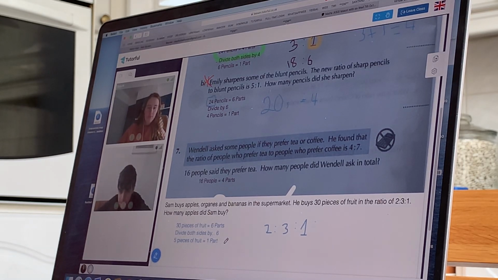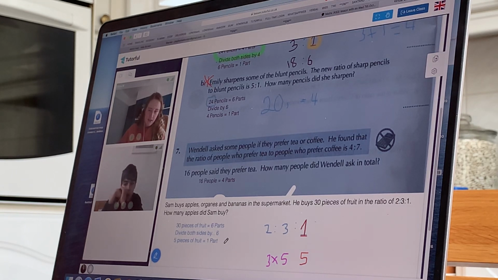We divide both sides of this equation by 6 to figure out how many pieces of fruit is equal to 1 part. And we find out that answer is 5. So then, if 1 part is equal to 5, we know that there must be 5 bananas, because there's only 1 part bananas. Then there must be 3 times 5, 15 oranges.